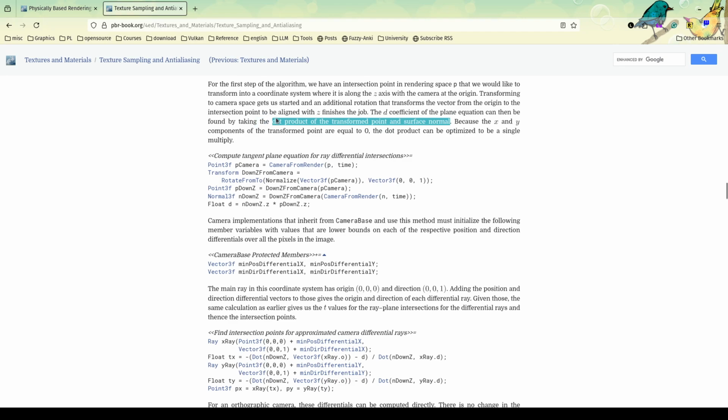The x and y components of the transformed point are equal to 0, so the dot product can be optimized to a single multiply. Yeah, x and y are zeros.